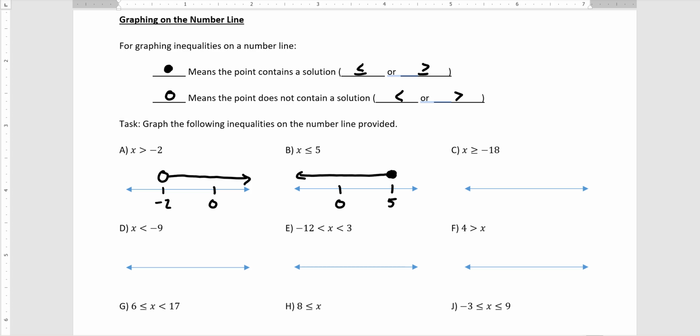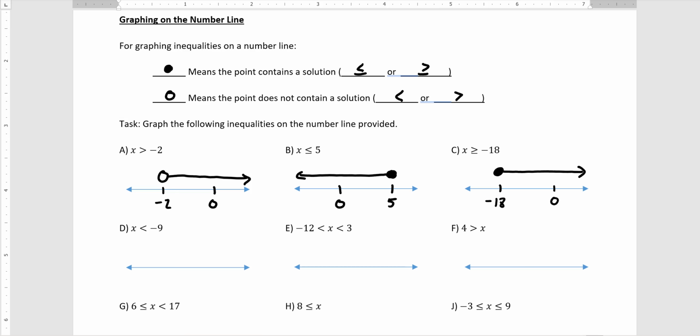Looking at letter C, x is greater than or equal to -18. All right, well, if x is greater than or equal to -18, obviously I need to plot that -18. And my other point could be 0. 0, of course, is going to be to the right of that value. Now, x is greater than or equal to, open or closed circle? Since it's greater than or equal to, closed circle. And since it's greater than or equal to, we will be going to the right with our arrow there.